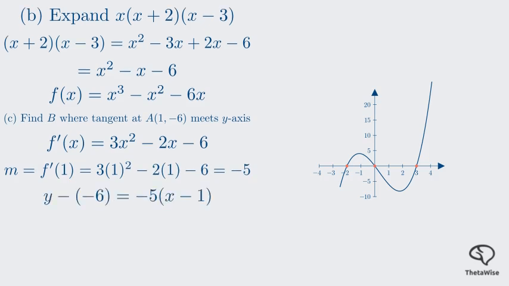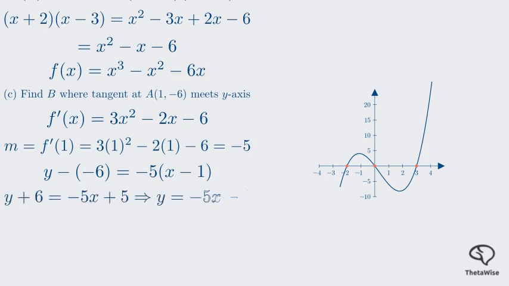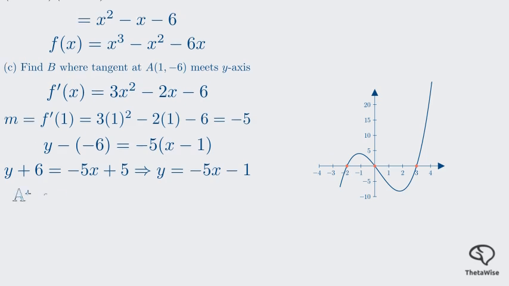Now we find the equation of the tangent line, using y minus y1 equals m times (x minus x1). Simplifying, we get y plus 6 equals -5x plus 5, which gives y equals -5x minus 1. Point B is where this line meets the y-axis, meaning x equals 0. So the coordinates of B are 0, -1.